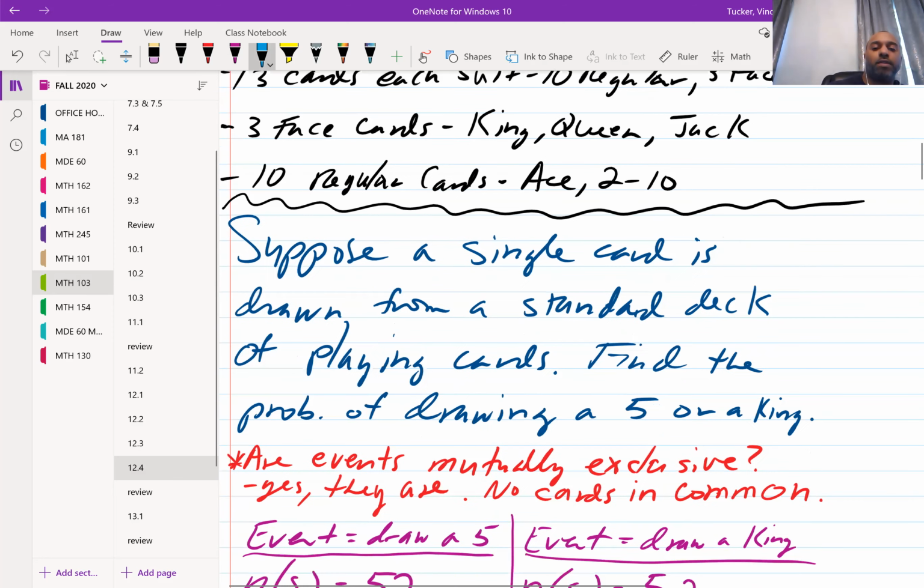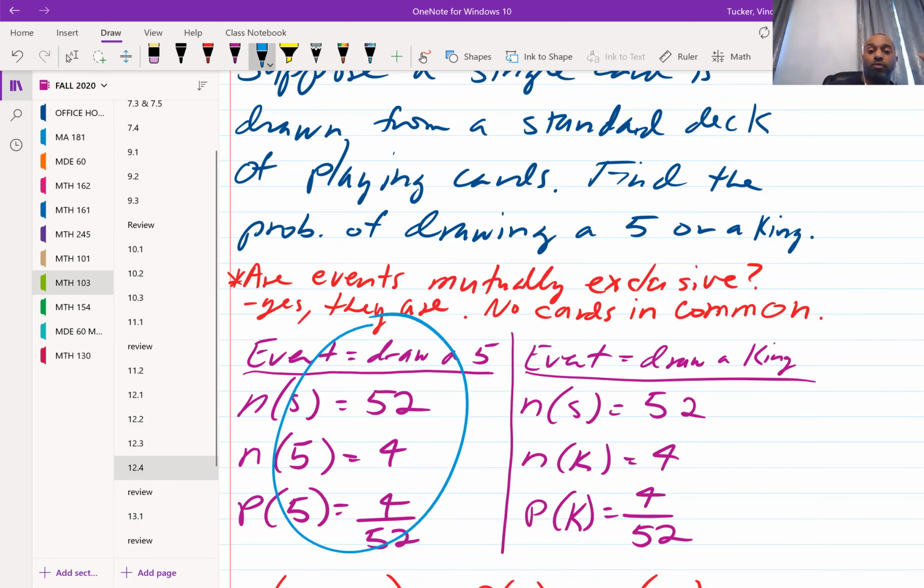Looking at the left side over here, if your event is drawing a 5, our sample space is 52 cards, the number of total cards we had to choose from. There are four cards with the number 5 on them. So we place that 4 over 52 to get the probability of getting a 5 out of the 52 card deck. I haven't reduced this. I won't reduce this until the end. That'll be the easiest thing for you to do: after you finish doing your calculation, then reduce. So I will leave it as 4 over 52 right now.